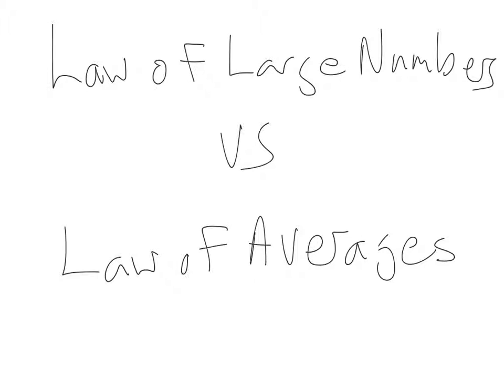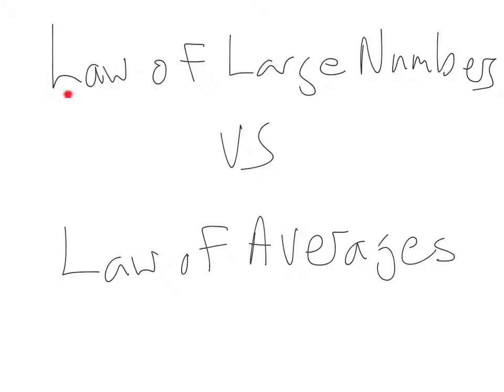So, the law of large numbers versus the law of averages. There's no law of averages, folks. People say that we're due for something. That's a fictitious thing that we as humans make up. The law of large numbers says the more and more times that you repeat an event, you're going to approach theoretical values.